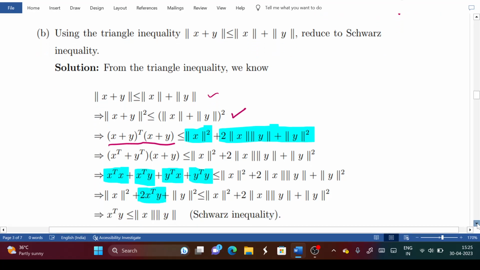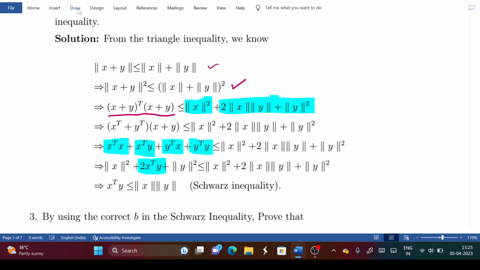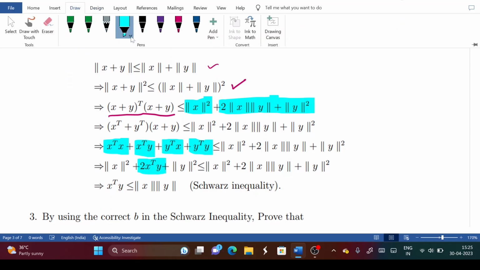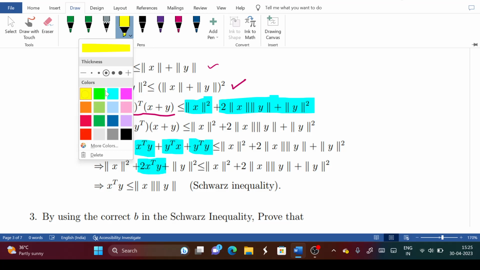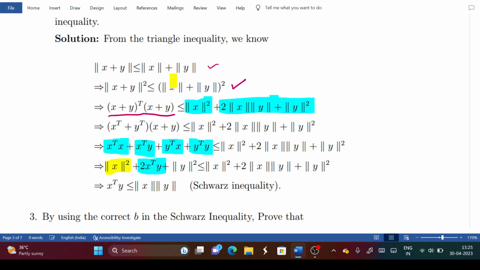Now from both sides, if I cancel these terms, what is left with me? I will cancel these terms from both sides. And finally we got it is x transpose y.